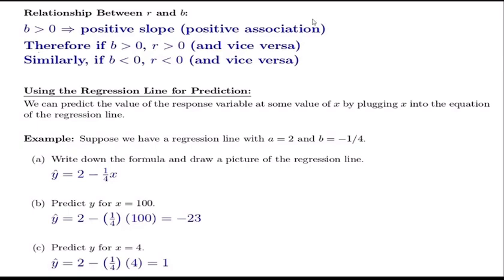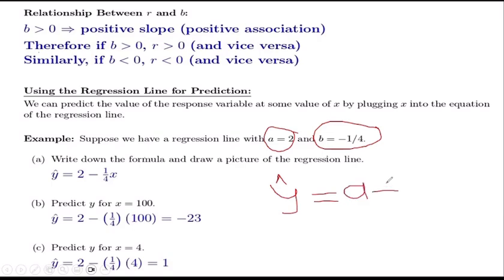Now, let's say I already have my regression line. Maybe you're given A to be equal to 2, and you have b to be equal to negative 1 over 4, and they want you to write down the formula. Don't forget, the regression line is Y cap. When you write Y, always put a cap on Y. The cap on Y actually means predicted Y.